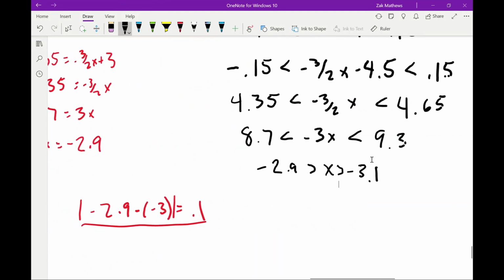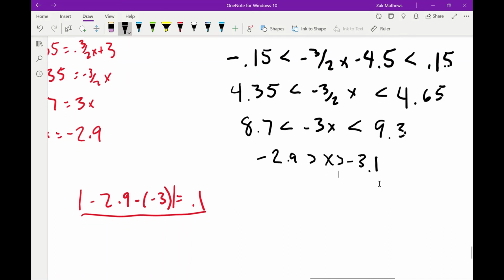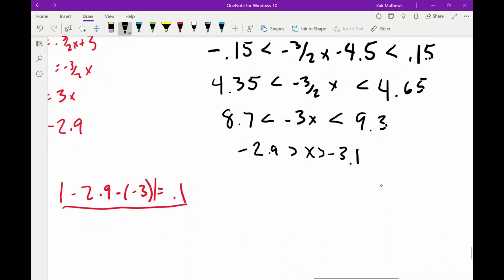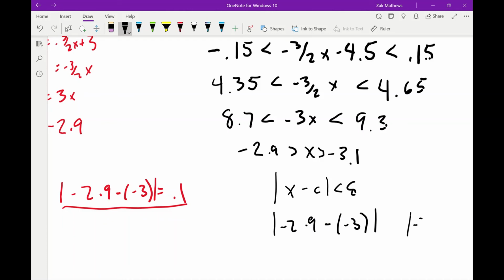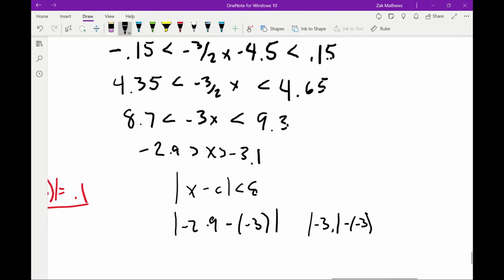We know that the x has to be between -2.9 and -3.1. From here, we are still trying to show that the |x minus c| is less than delta, or we're trying to say that we need to find that delta. That will imply all this other stuff is true. So we're still going to take the x values, the -2.9, we're going to subtract off the -3, and we're going to take the -3.1, subtract off the -3, move that over. And when we subtract each of those things, we get the 0.1s again, and so our delta is still 0.1.